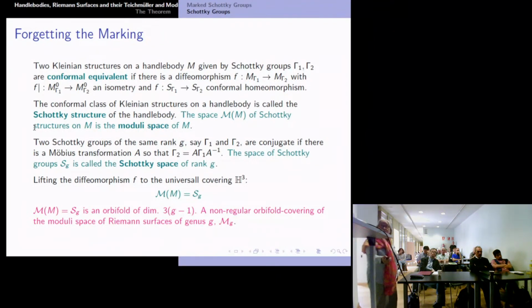And of course now we consider the space of Schottky structures, so we don't have any more marking. And of course, if we have two Schottky groups, they have to be conjugate by Möbius transformations. But notice that the generators don't need to be conjugate. So we are completely forgetting the marking. This is the difference.